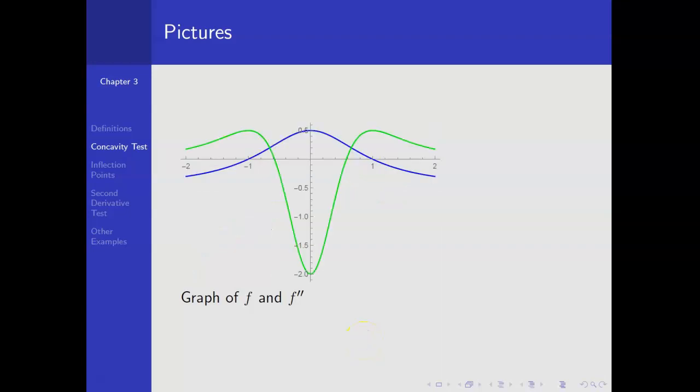And on the graph of the second derivative, we see that it's negative, negative, negative. And now we get a second example here, where again we have the graph of f and the graph of the second derivative. The graph of f is in blue and the second derivative is in green.